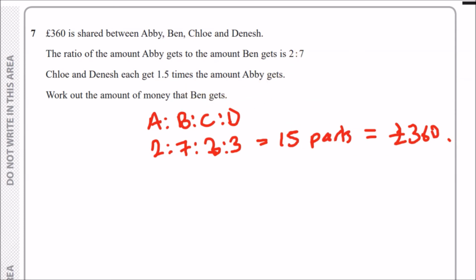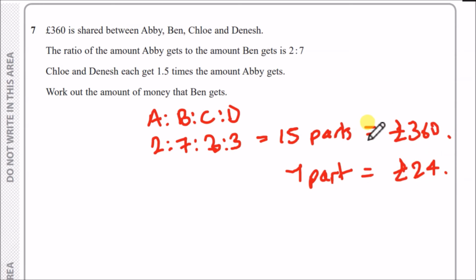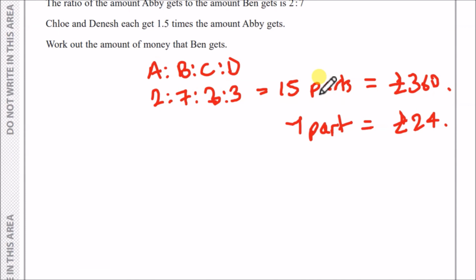Now, to work out the amount Ben gets, we need to work out 7 parts. But before that, let's find 1 part, yeah? So 1 part means you're going to divide 360 by 15. And if you do that, you should get £24 in your calculator. And lastly, to get 7 parts, just times your answer by 7. And you end up with £168. And that's it.